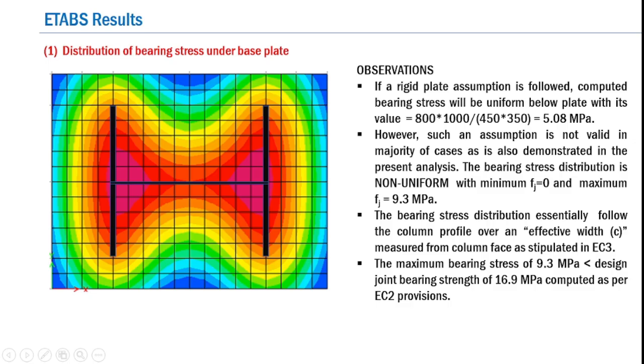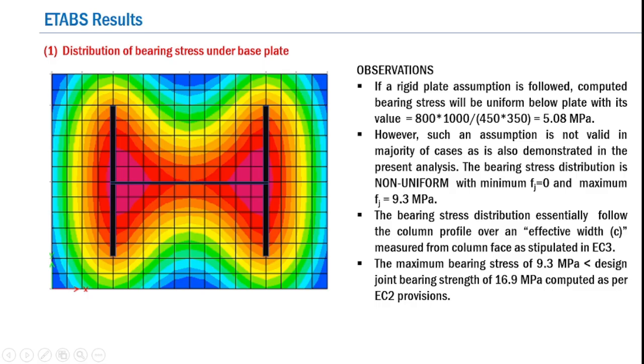Now this distribution as obtained from ETABS also says that the distribution is not uniform, and it essentially follows the column profile. As you can see, the maximum values of this bearing stress follow the column profile, with this profile obtained after projecting a dimension of c from the column face as stipulated in EC3. This means that the ETABS results rather follow the bearing stress distribution that is detailed in EC3.